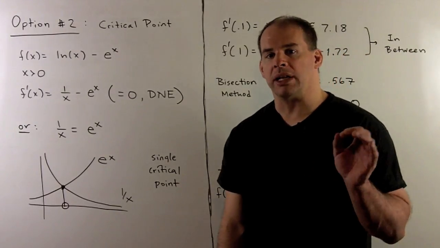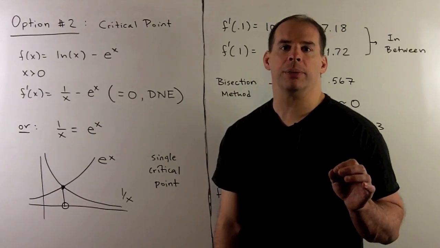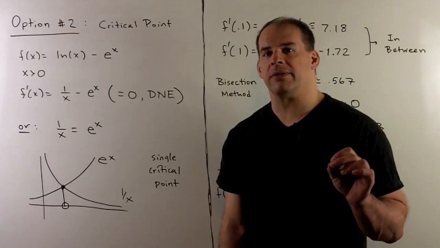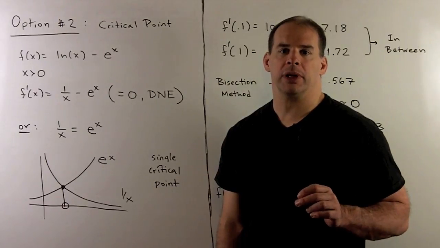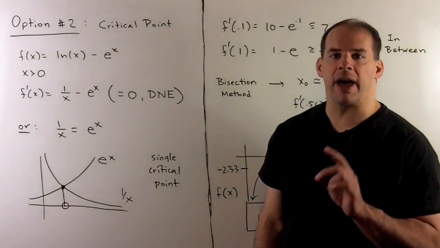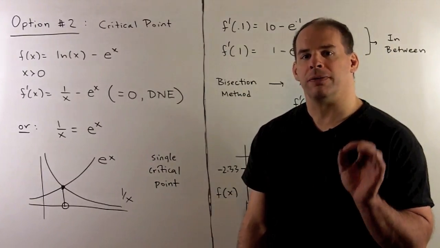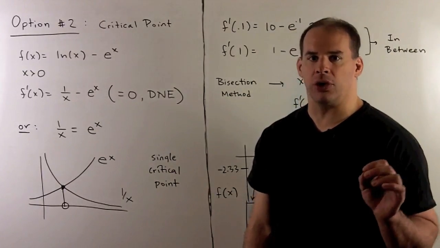Now, if we're not entirely comfortable using the end behavior, we can instead get an idea of the graph by using the derivative of f of x. So we'll take the derivative of f of x, we'll look for the critical points, then we'll find the regions of increasing and decreasing.